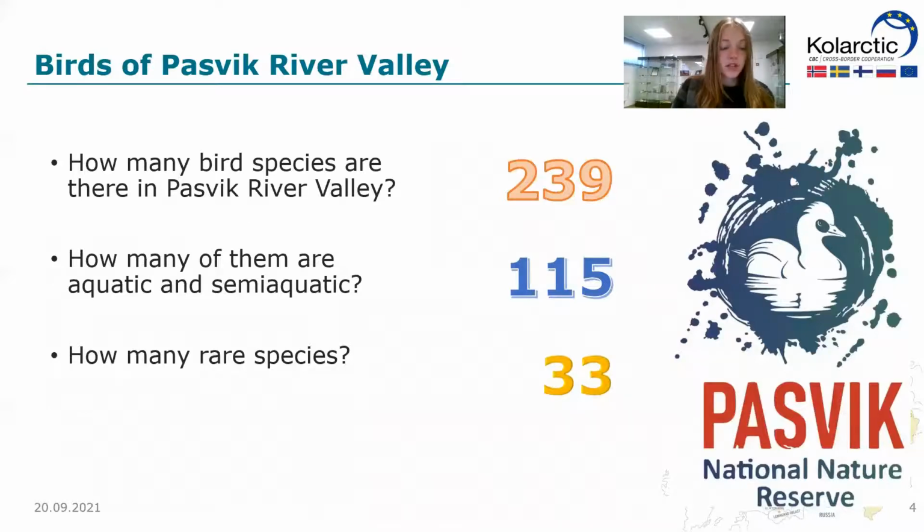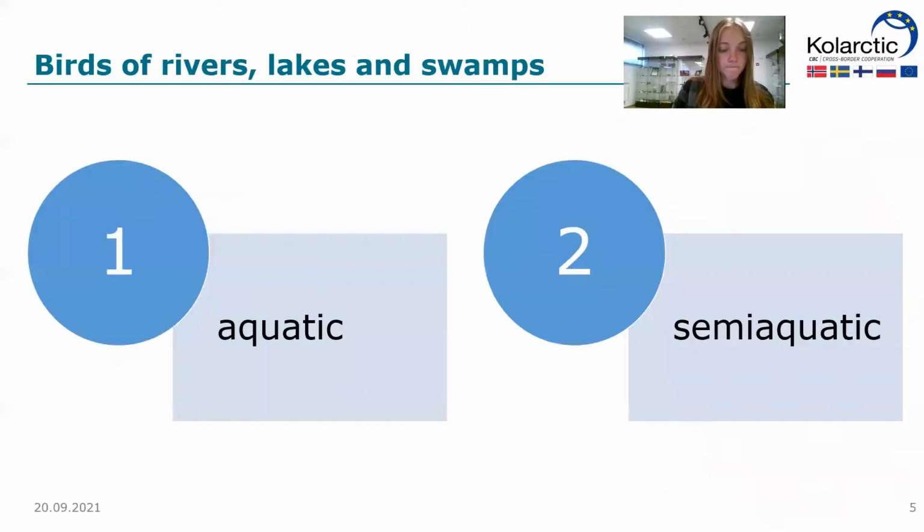There are 239 bird species in the Pasvik River Valley. 115 of them are aquatic and semi-aquatic birds, and there are 33 rare species. Rivers, lakes, and swamps are home to aquatic and semi-aquatic bird species.